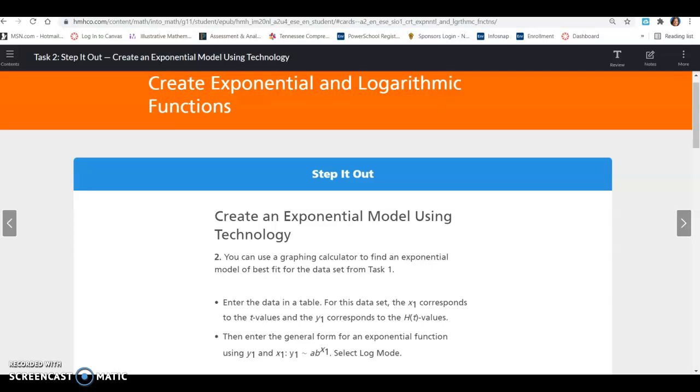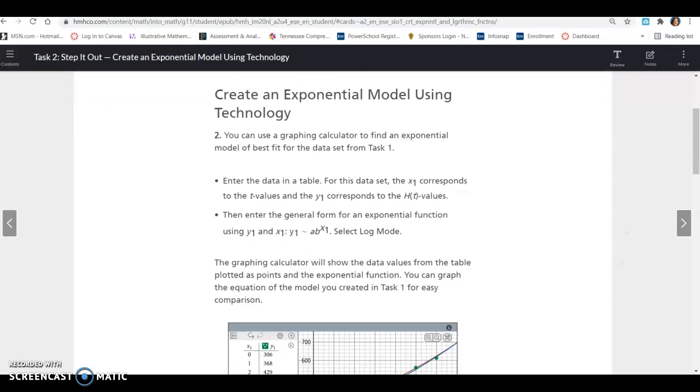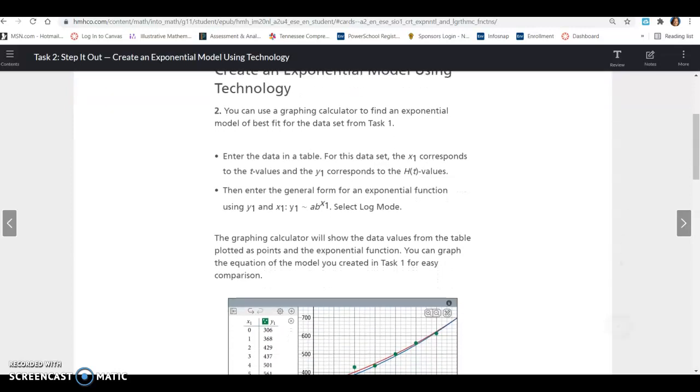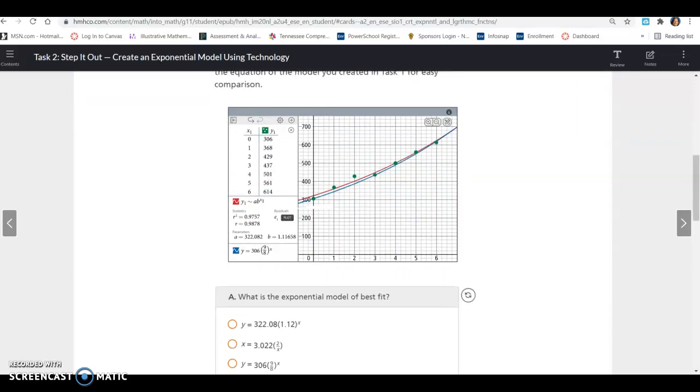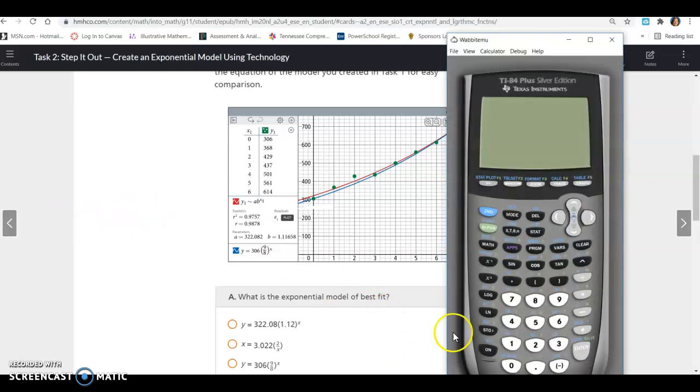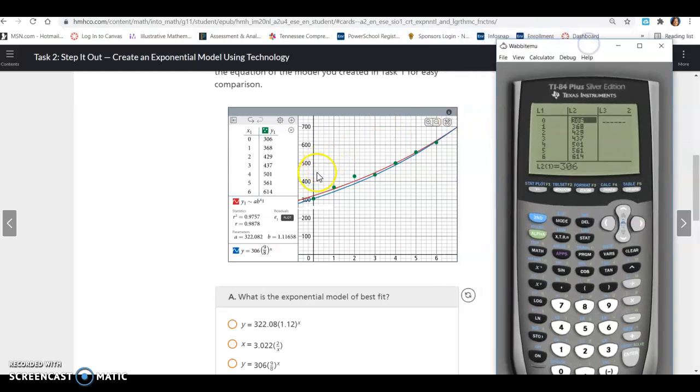Alright guys, we're on lesson 9.3, task 2, create exponential and logarithmic functions. It says to create an exponential model using technology. I'm not going to go through this because this is exactly what we just did in the last task. In task 1, I put these values in just like this and showed you how to create an exponential model. So here they're doing the exact same thing.